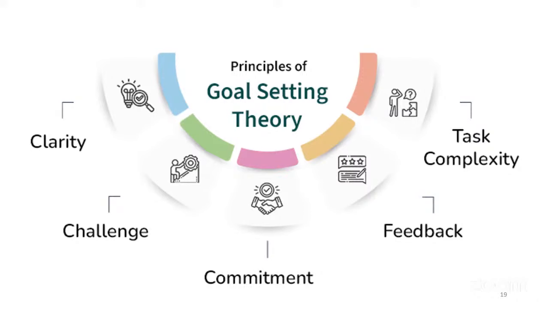The first thing is clarity. Then we have challenge. Then we have commitment. After that, feedback. And at the end, task complexity. So don't get confused between feedback and task complexity. Task complexity will be the last. Second last will be feedback.